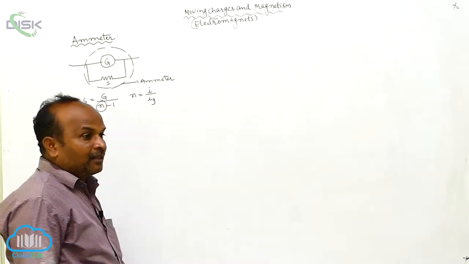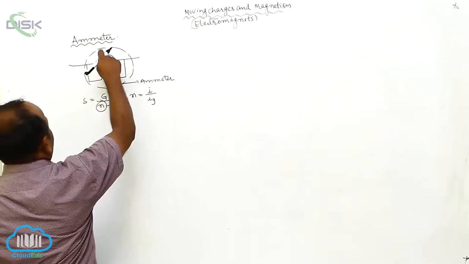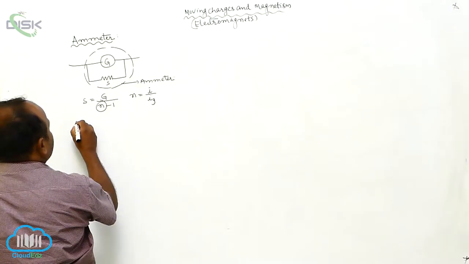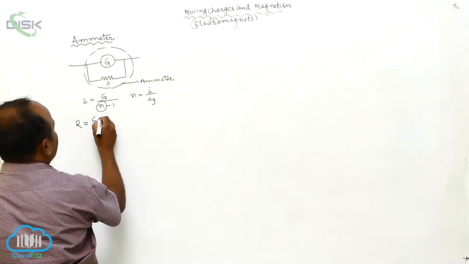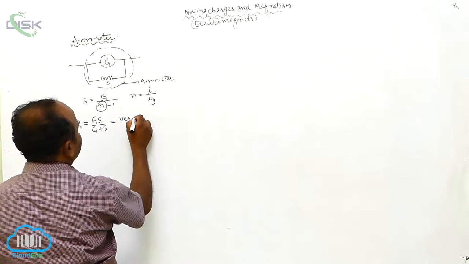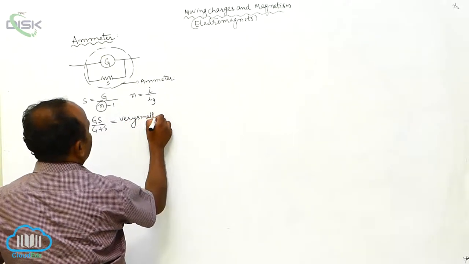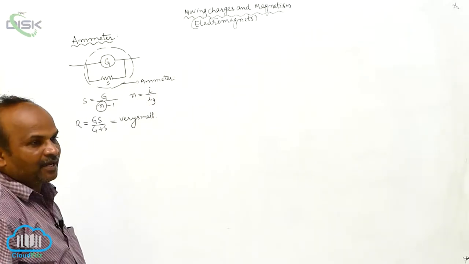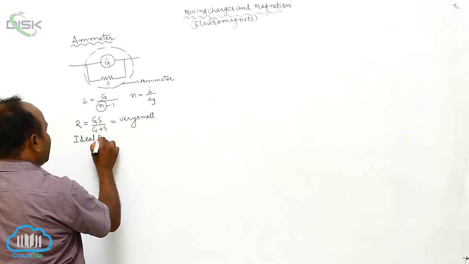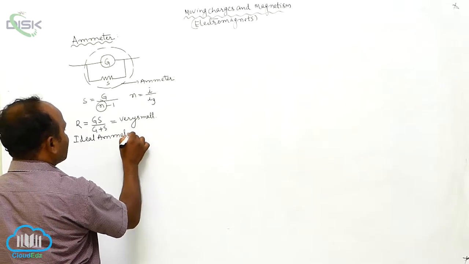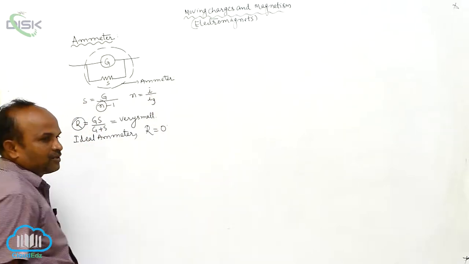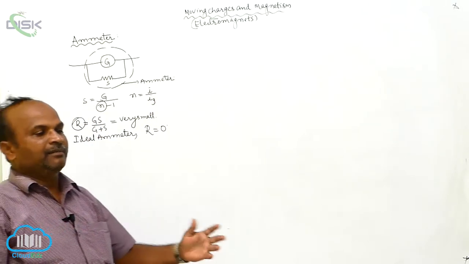Now, the galvanometer plus shunt, the resistance of the ammeter, is equals to G into S by G plus S. It is very small. The resistance of the ammeter is very small. Suppose let us consider an ideal ammeter. What is the resistance value? It is equals to zero.